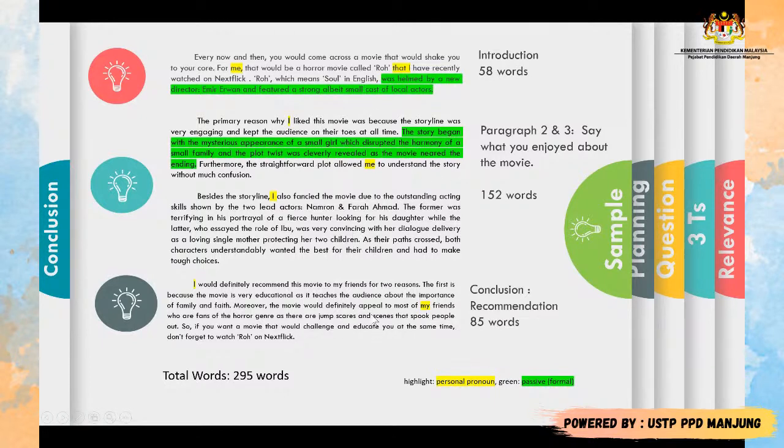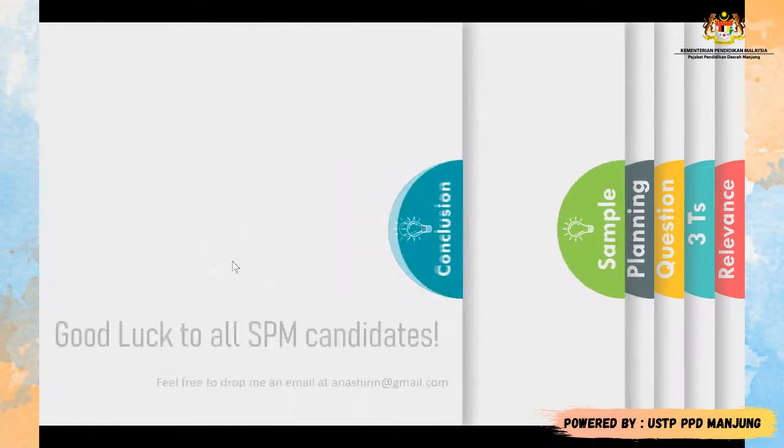They did not use a lot of past continuous. There are a few, like the former was terrifying. You have a little bit of past continuous, but mostly it is in the simple past tense. Okay, so I would, right, so the total number of words is 295.